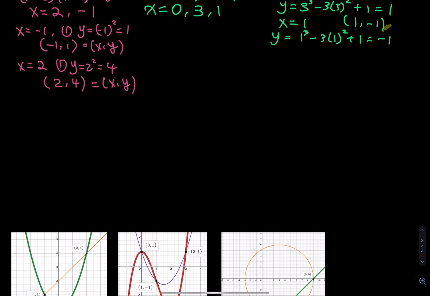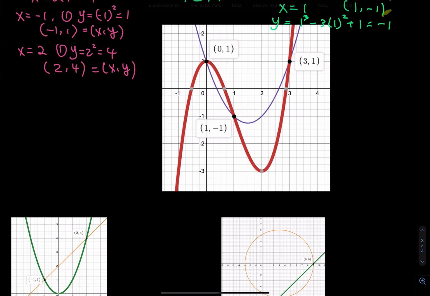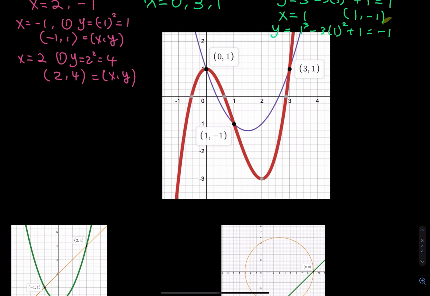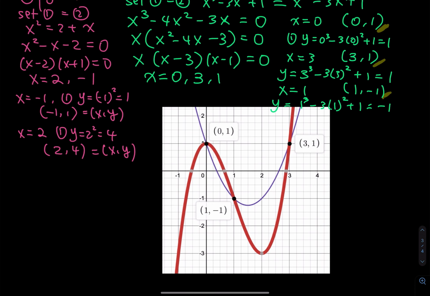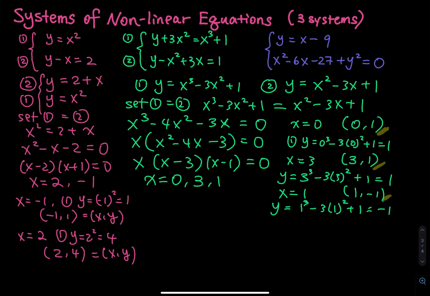So when I look all the way down, this is the graph. So we have a third degree, which is the red curve, and then we have a parabola. Do you see that the parabola and the red curve intersect at 3 points, which is (0, 1), (1, negative 1), and (3, 1)? So the solutions you found are the intersections of these curves. Okay, so that is the second system. Let's put the graph back, and then let's move on to the last system.